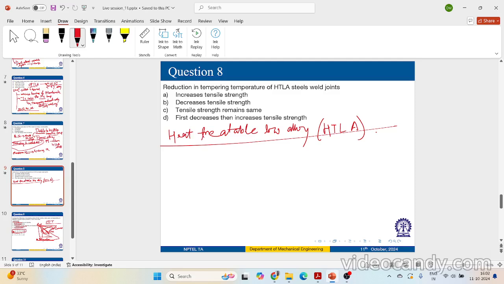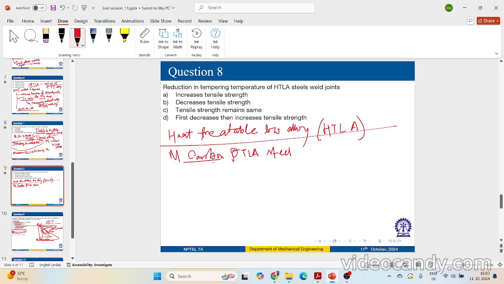So what is heat treatable low alloy steel? Usually it is referred to as medium carbon quenched and tempered low alloy steel, QTL steel. That is also known as heat treatable low alloy steel.